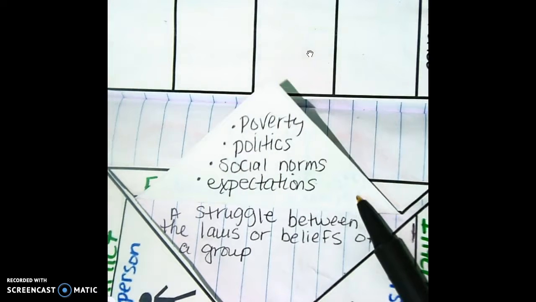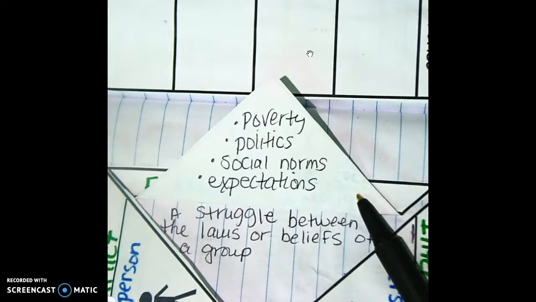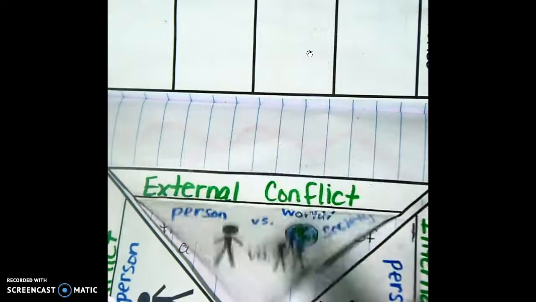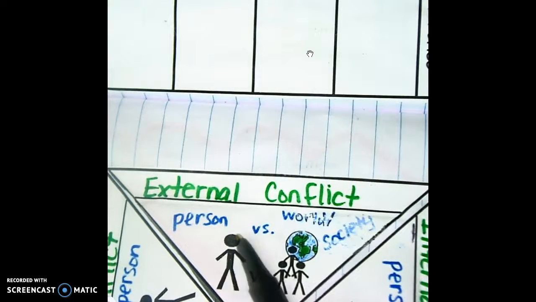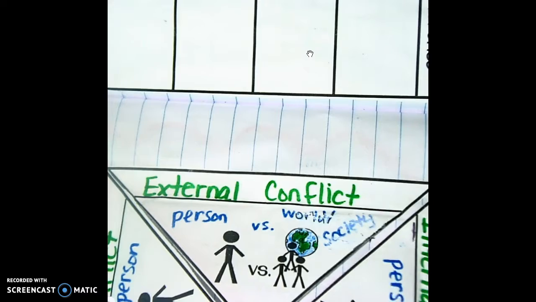In this type of conflict, we consider poverty, politics, social norms or social expectations. So rules that you may have to follow, laws that you have to follow would be considered an external conflict, a person versus the world or society.